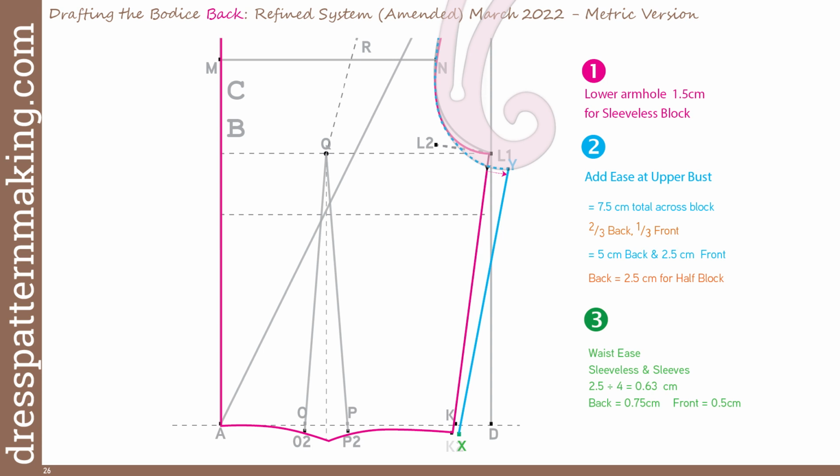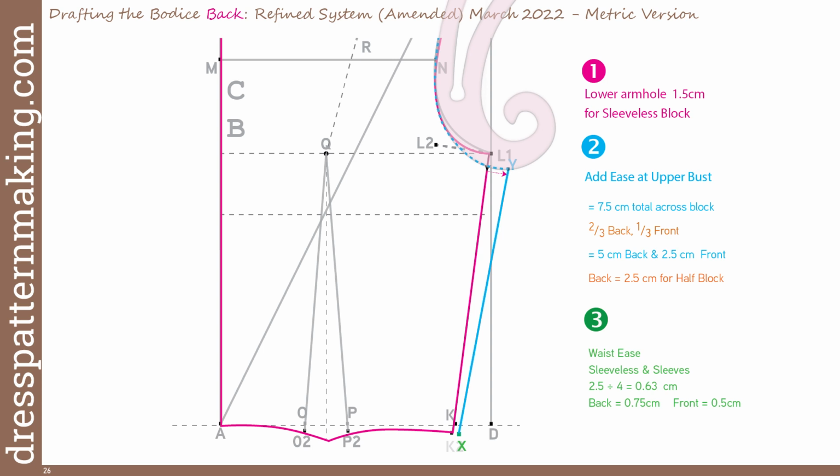The waist ease, which is the same for the sleeveless and sleeves block, is 2.5 centimetres across the whole block. We're not going to distribute that evenly just because 0.63 of a centimetre is not that easy to measure. We added 1 centimetre to the front, which leaves 1.5 centimetres for the back. That's 3/4 of a centimetre for the half block. So move out from the waist side seam point K2 for 3/4 of a centimetre and mark point X.